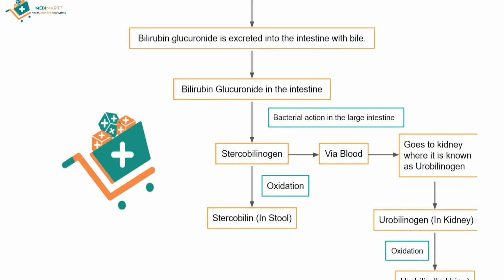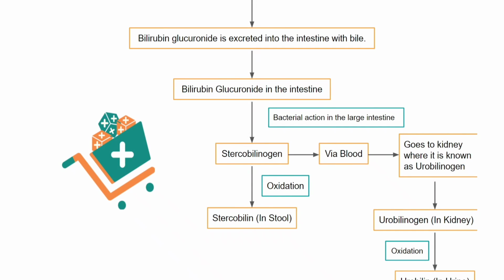Now this urobilinogen in the kidney is converted into urobilin, which is excreted with the help of urine. Through which process is this urobilinogen converted into urobilin? That is due to the oxidation process. So with oxidation, urobilinogen in the kidney is converted into urobilin, and this urobilin is excreted with the urine.